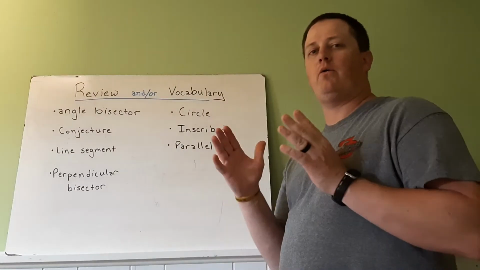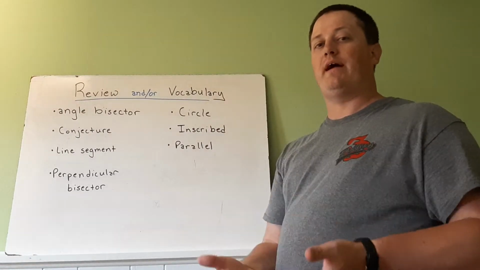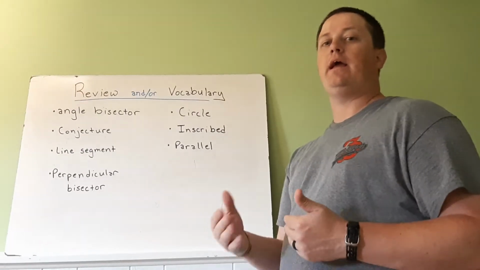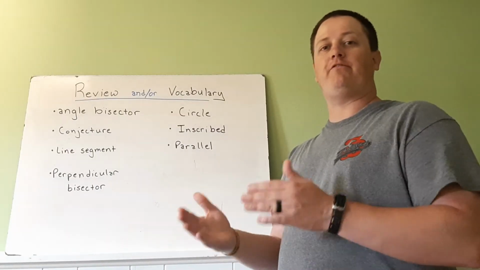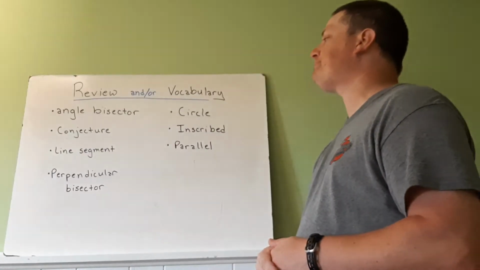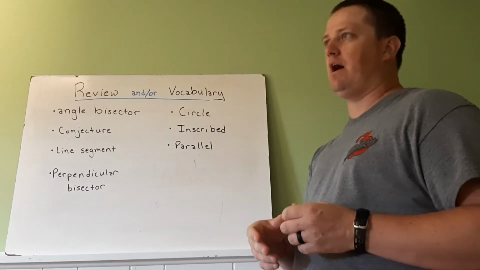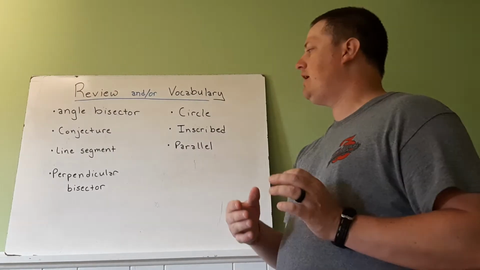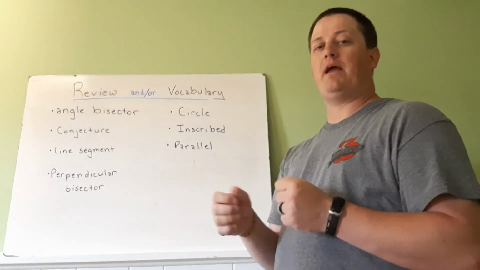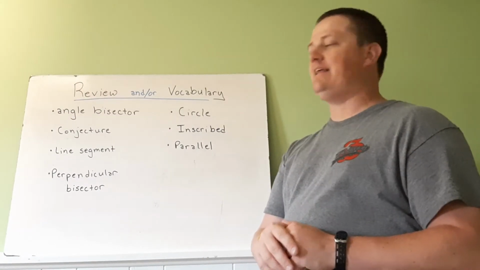Parallel, remember, is one of the big things we're going to be creating. They are lines that will never cross. One of the big things to check and make sure that we're doing it right is we want the slopes to be the same. If slopes are equal, then we know that they'll never cross each other. Perpendicular bisector is something we're going to use in this lesson also. Remember, that is when we take a line segment and we cut it into two equal parts with a line that makes a 90-degree angle.